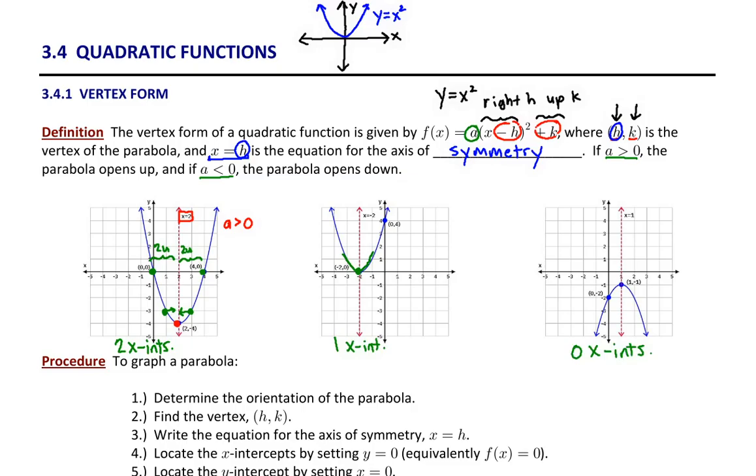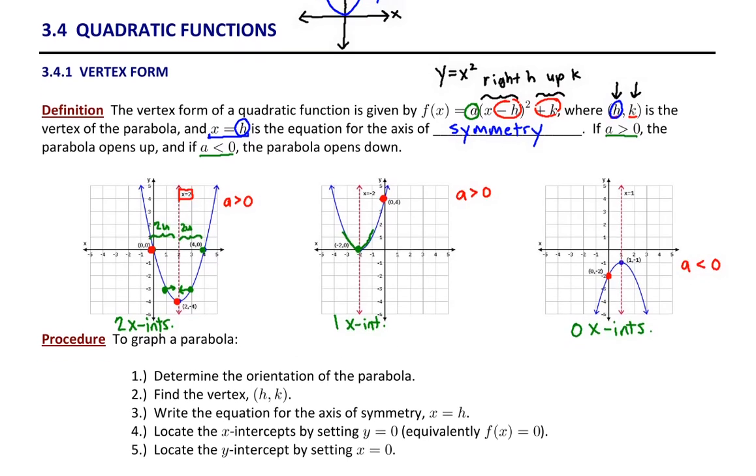However, all 3 of our parabolas have exactly 1 y-intercept. It's not going to have 2 because then it would cease to be a function, but every parabola has exactly 1 y-intercept. So again, making the observation on the second one, the parabola opens up, so its leading coefficient would be positive, and the parabola in our third example opens down, so its leading coefficient would be negative.